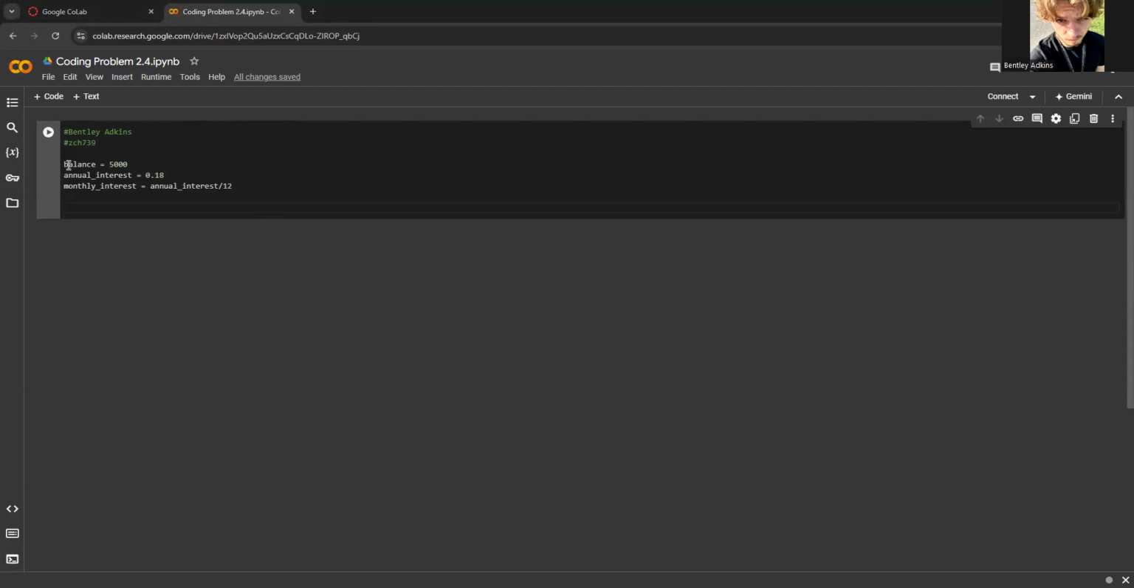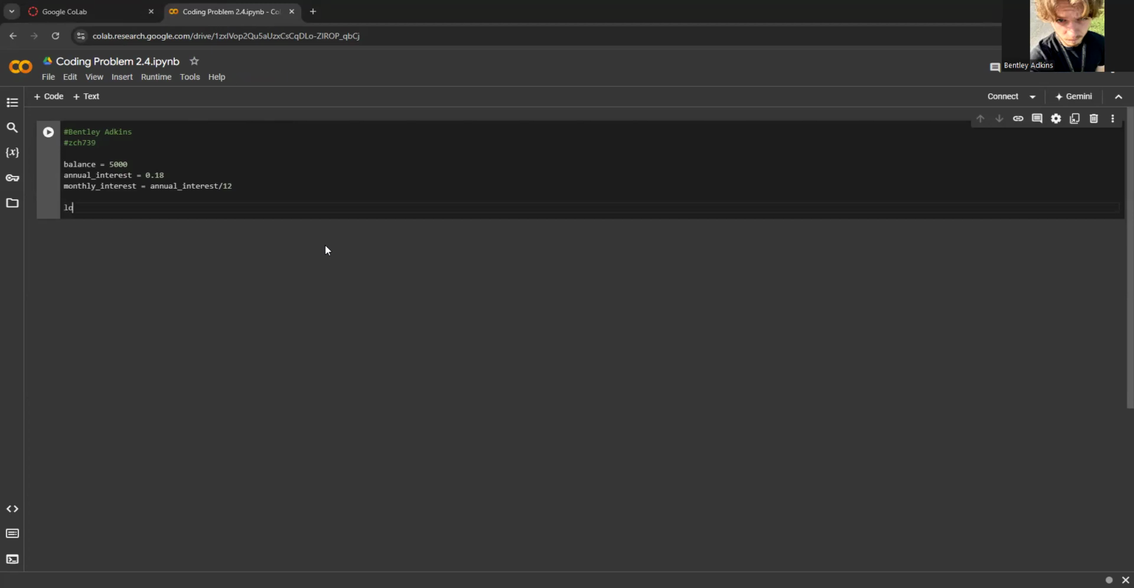I went ahead and put in some of the variables: balance equal 5,000, annual interest 0.18, monthly interest is just equal to the annual interest divided by 12, the basic stuff. But we're going to be looking at using an upper and a lower bound with finding the interest and making it run a lot faster, essentially, for finding that kind of data, getting the in between using a bisection.